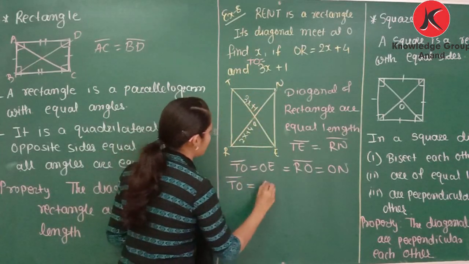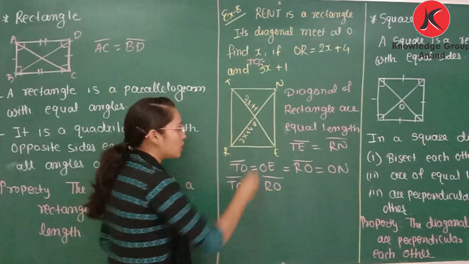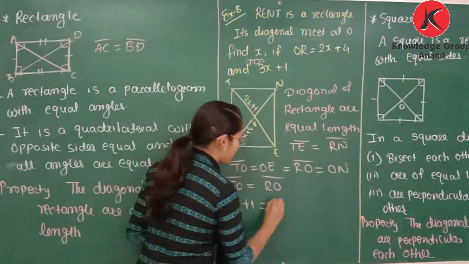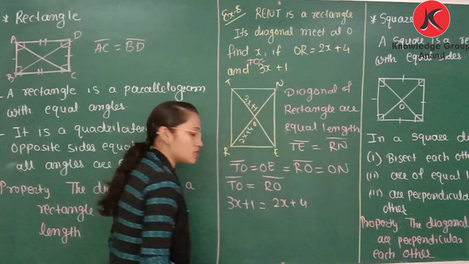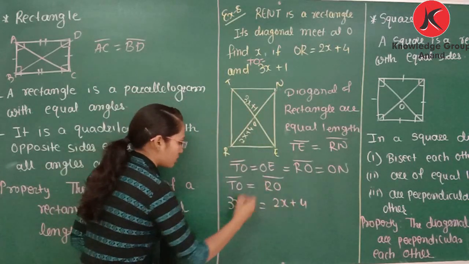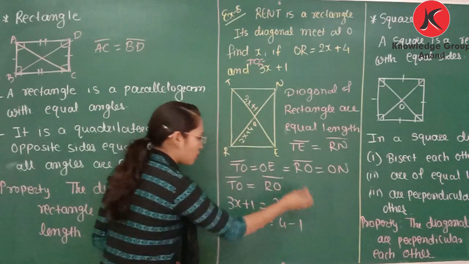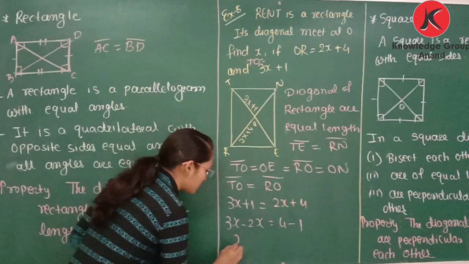But TO is 3x plus 1. We can write TO is equal to RO. TO that is 3x plus 1 and RO that is 2x plus 4. Now this is the kind of equation. 2x on this side becomes minus 2x, and 1 on the right side becomes minus 1. So x is equal to 3.